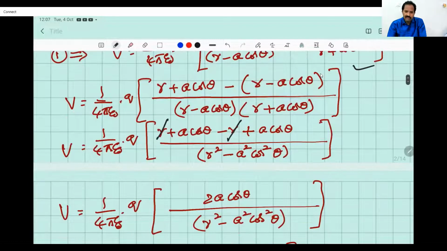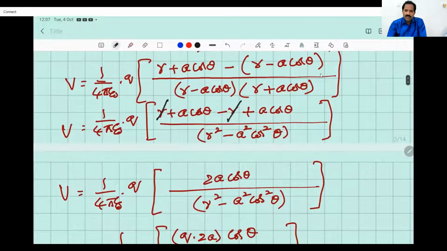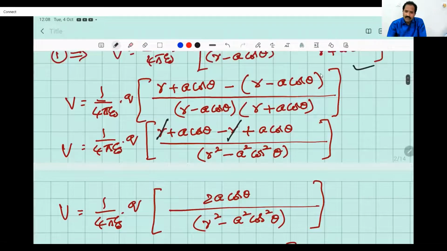Remaining is 1 by 4 pi epsilon naught into Q. What is A cos theta plus A cos theta? It is 2A cos theta divided by R minus A cos theta into R plus A cos theta, isn't it? Now the formula A plus B into A minus B is A square minus B square, so R square minus A square cos square theta, because we have the terms A cos theta there. Hence R square minus A square cos square theta.